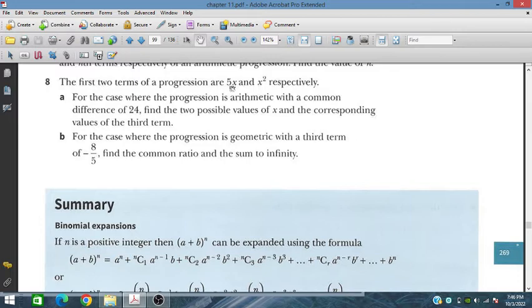If it is an arithmetic progression, this is a and this is a plus d, and for a geometric progression this is a, and this is a multiplied by r, a constant term. So for the case where the progression is arithmetic with a common difference of 24, the common difference between these is 24, so d is 24. Find the two possible values of x. So we have to solve this problem to find the value of x.